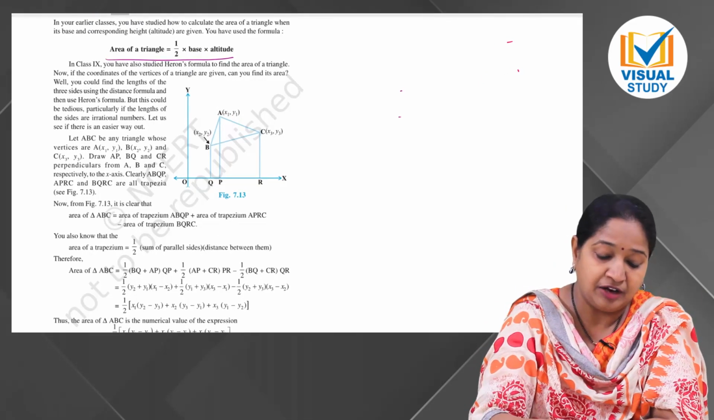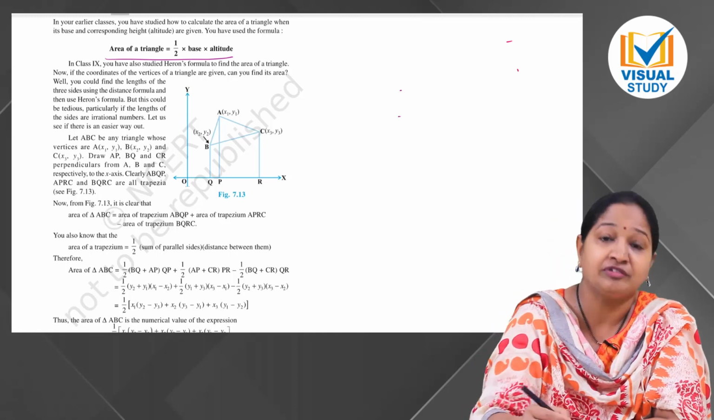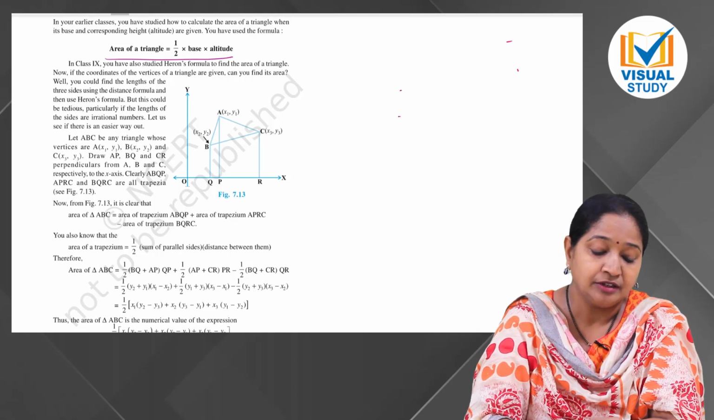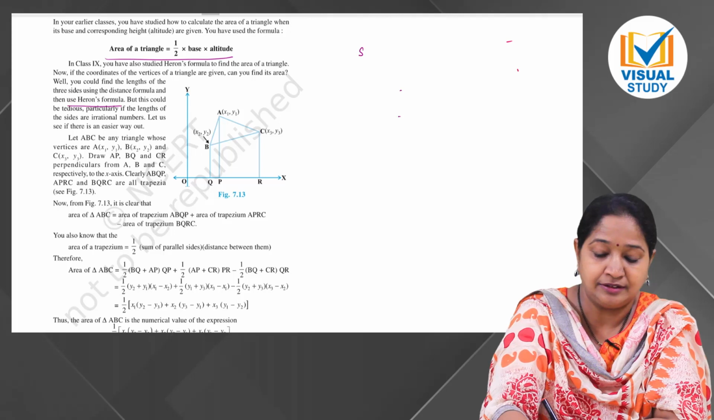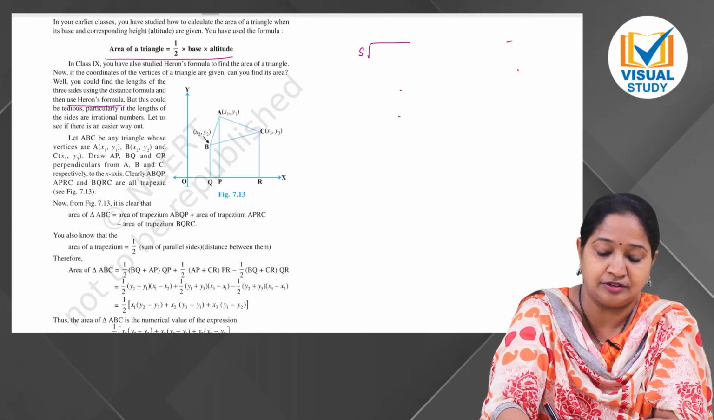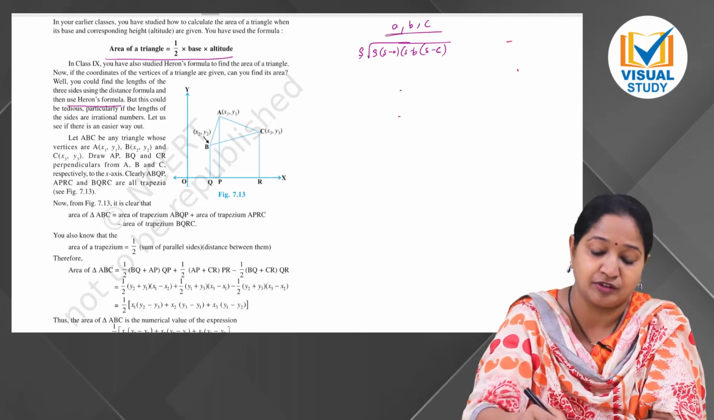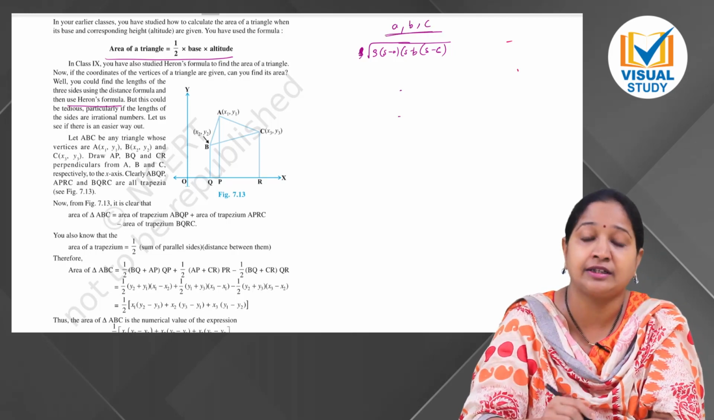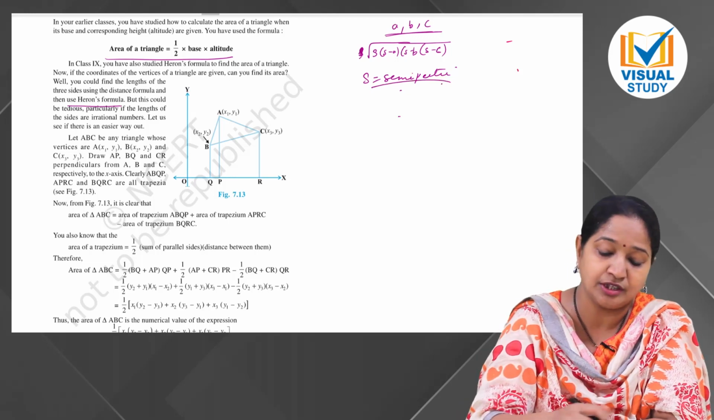But after that we have learned Heron's formula. When the three sides of a triangle are given and we don't have the height, then we can use Heron's formula. Heron's formula was the square root of S into S minus A, S minus B, S minus C, where A, B and C are the sides of a triangle, and S is the semi-perimeter. So this was Heron's formula.